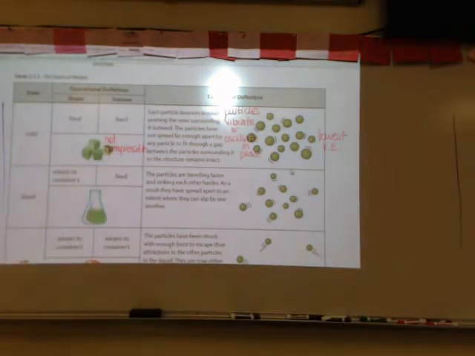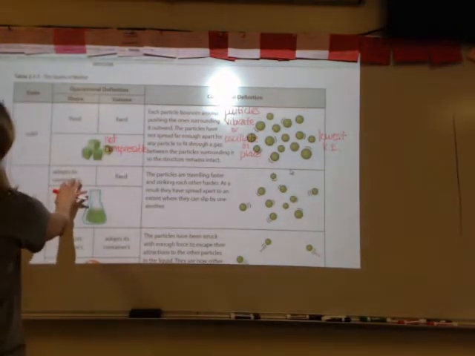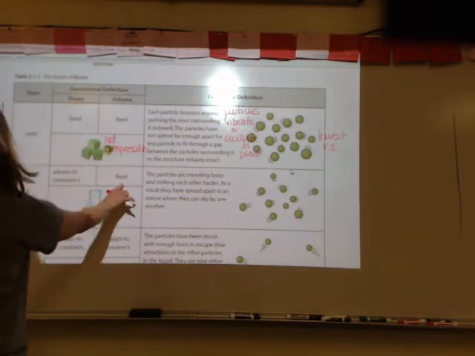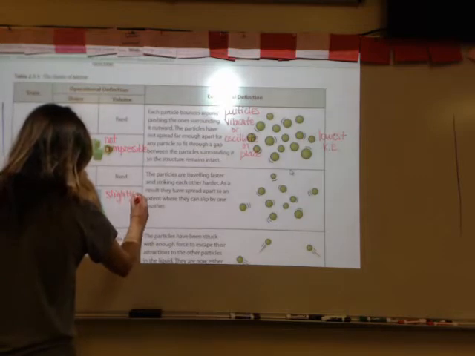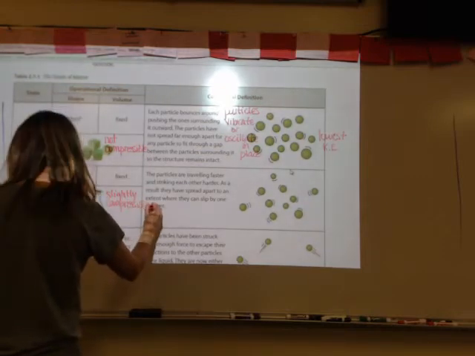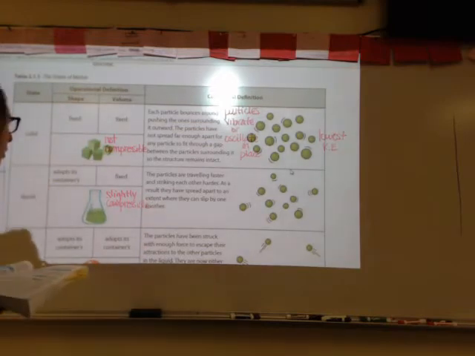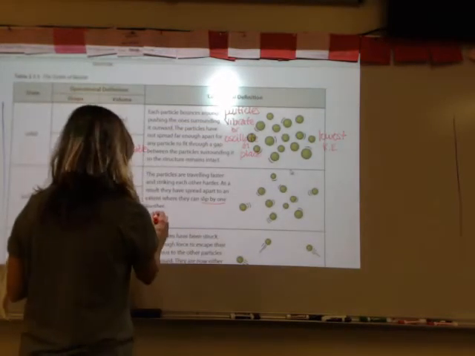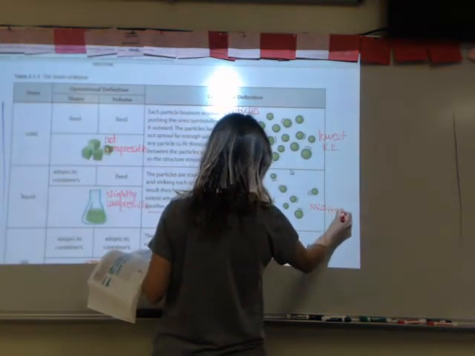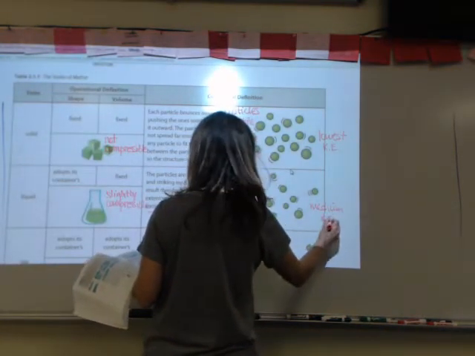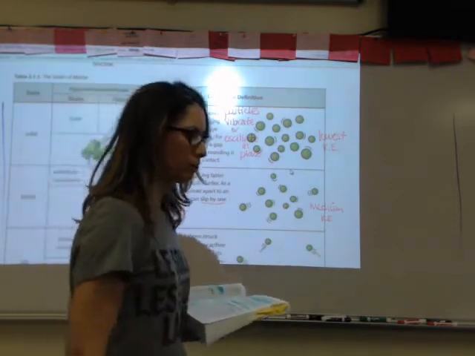For a liquid, they adapt to the shape of their container. They have a fixed volume. They are slightly compressible because there is a little bit of space in between the particles, and the particles are free to slide over one another. And here you're going to have medium kinetic energy. You have more kinetic energy here than you do in a solid.